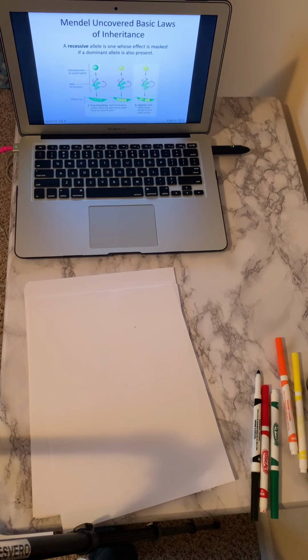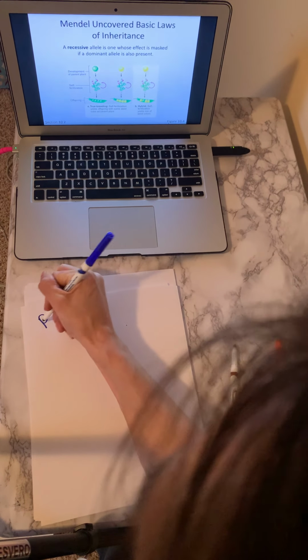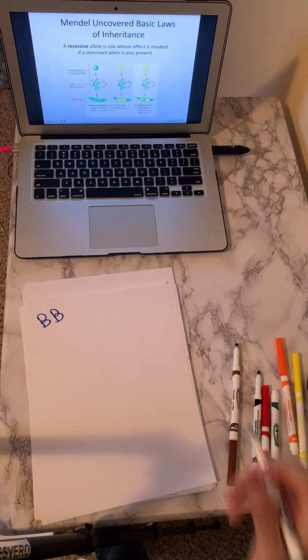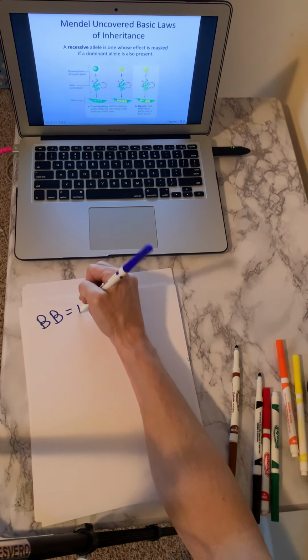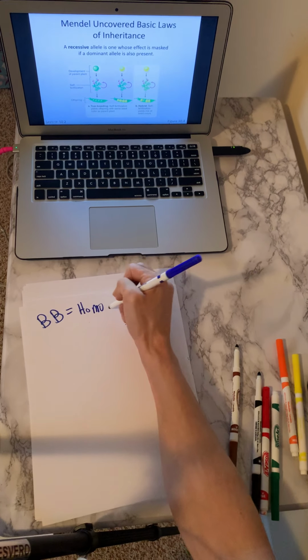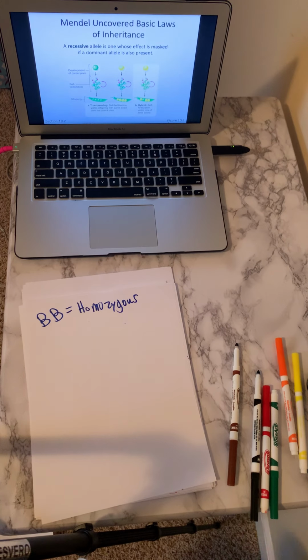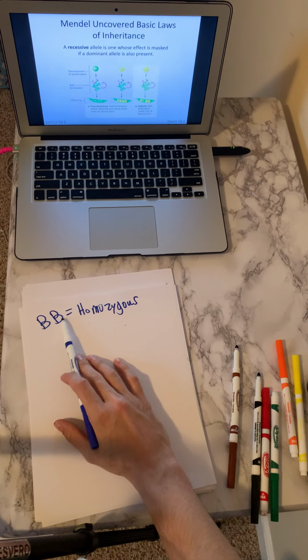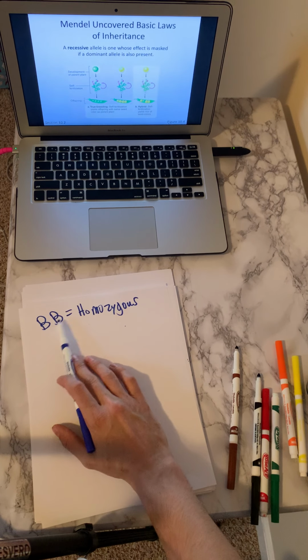So a little quick breakdown of how this works. If you are an organism that has 2 sets of dominant genes, 2 big B's, one from your mother, one from your father, you are considered a homozygous individual. Okay, so homo means the same, zygo meaning zygote. So 2 of the same genes from your zygote.